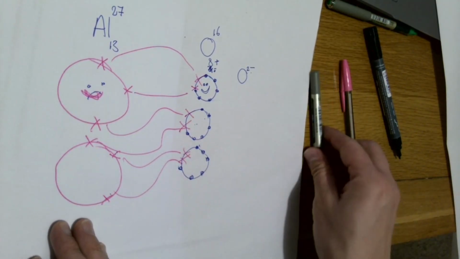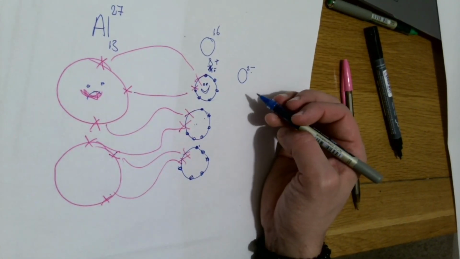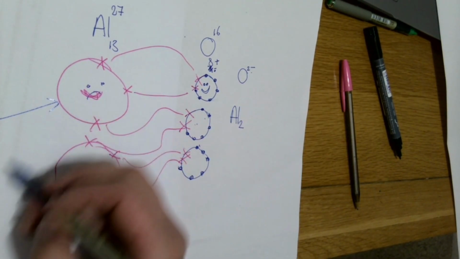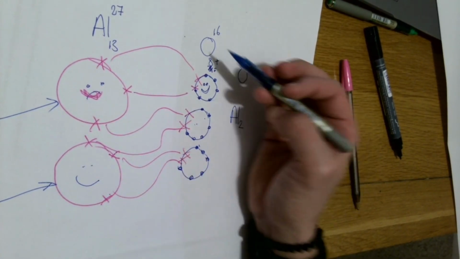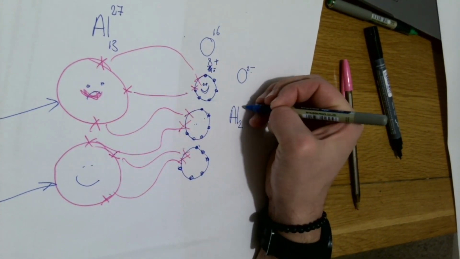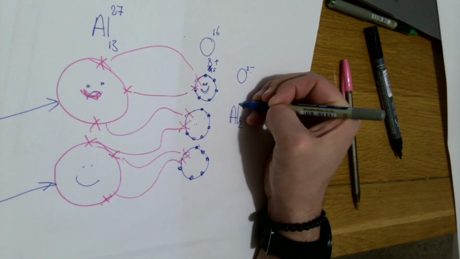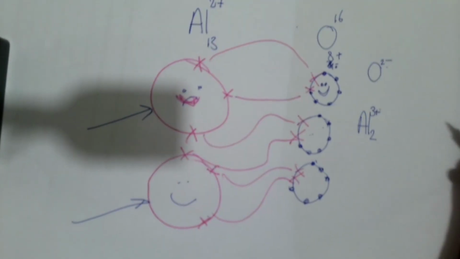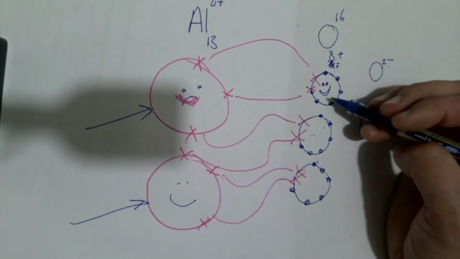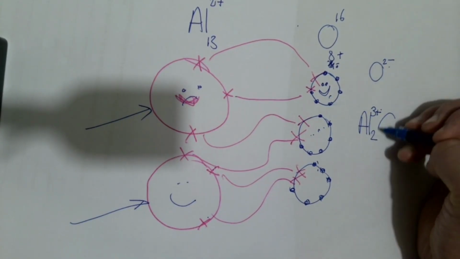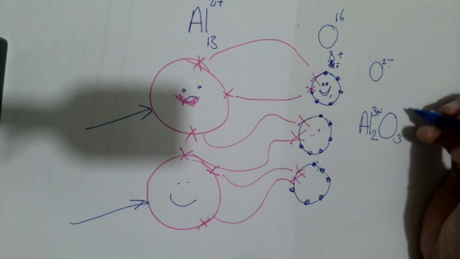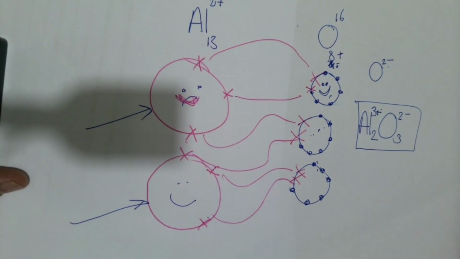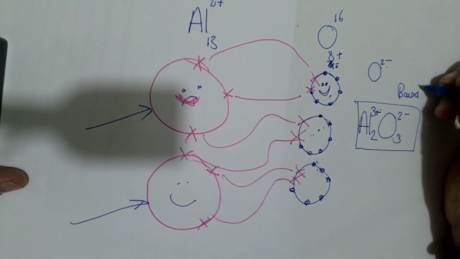So overall, the ionic formula for aluminium oxide is Al. There's 2 of them, there's 1, there's 2, and each of them lost 3 electrons, and so they are positive 3. Compared to the oxygens, which we have 1, 2, and 3, but they gained 2 each. So that is the formula for aluminium oxide, found in the ground as bauxite.